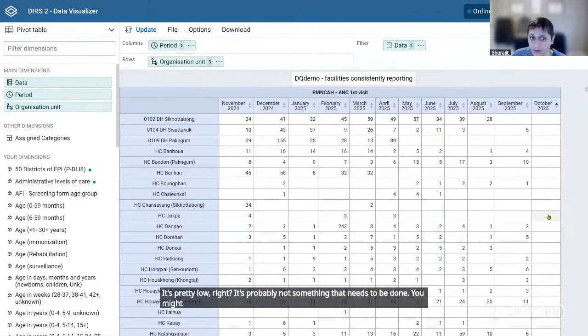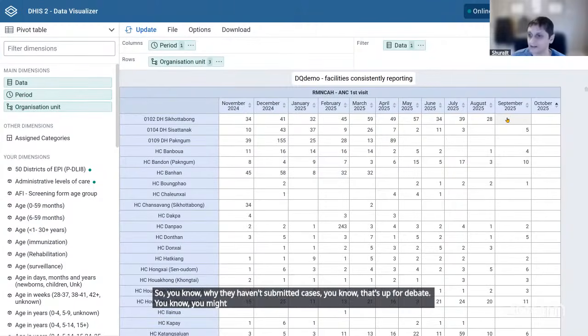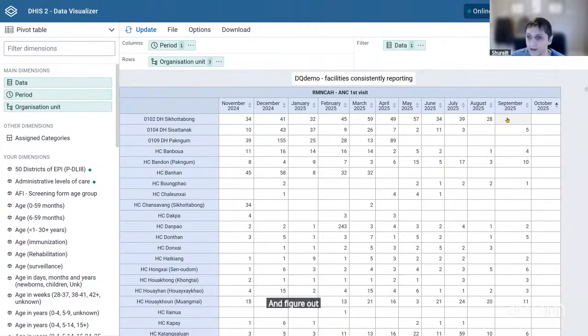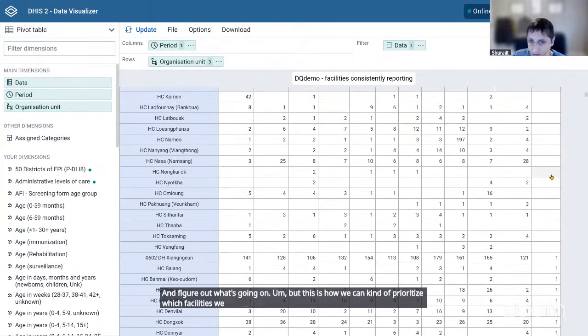You might want to prioritize, for example, this facility. You're getting reports all the way up until September. Then for some reason they stop reporting, but they were reporting quite a bit of cases up until that point. Why they haven't submitted cases is up for debate. You might have to contact them and figure out what's going on. But this is how we can prioritize which facilities we review and which ones we don't.